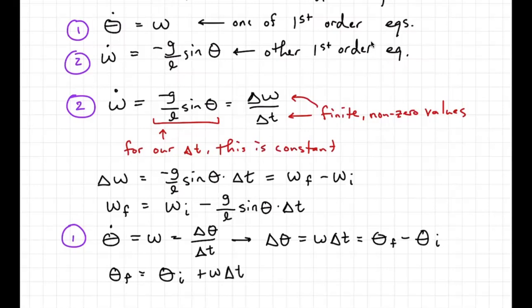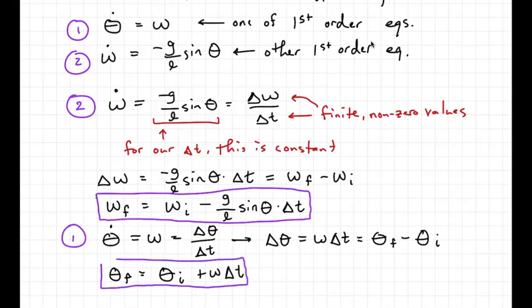These are our two equations that we're going to use iteratively. The basic idea is we're going to start with some initial conditions for theta and omega, our initial theta I and omega I. Then we're going to update the value of theta and omega using small values for delta t, and do that a bunch of times to get theta and omega as functions of time. It sounds complicated, but in practice, it's not that complicated. I want to walk you through a couple of steps to show you what that looks like.